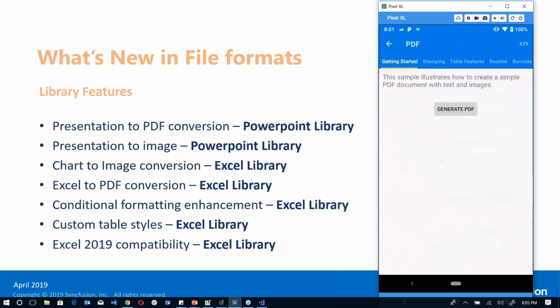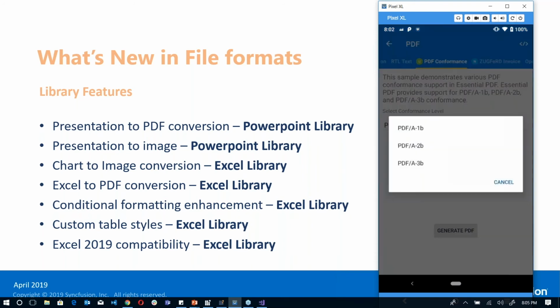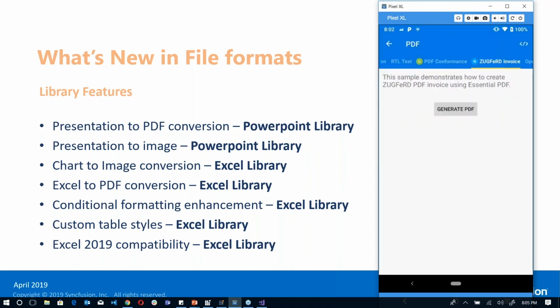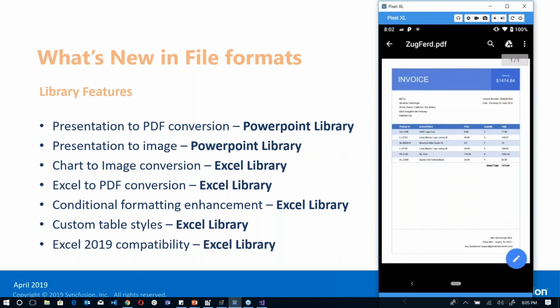In PDF, we have given support for ZUGFeRD invoice. So for PDF conformance, we already had PDF A1B. Now we have A2B and A3B as well. And let me show you the ZUGFeRD invoice. So for a ZUGFeRD invoice, if you have all the standards in the XML file, then you can edit all those.